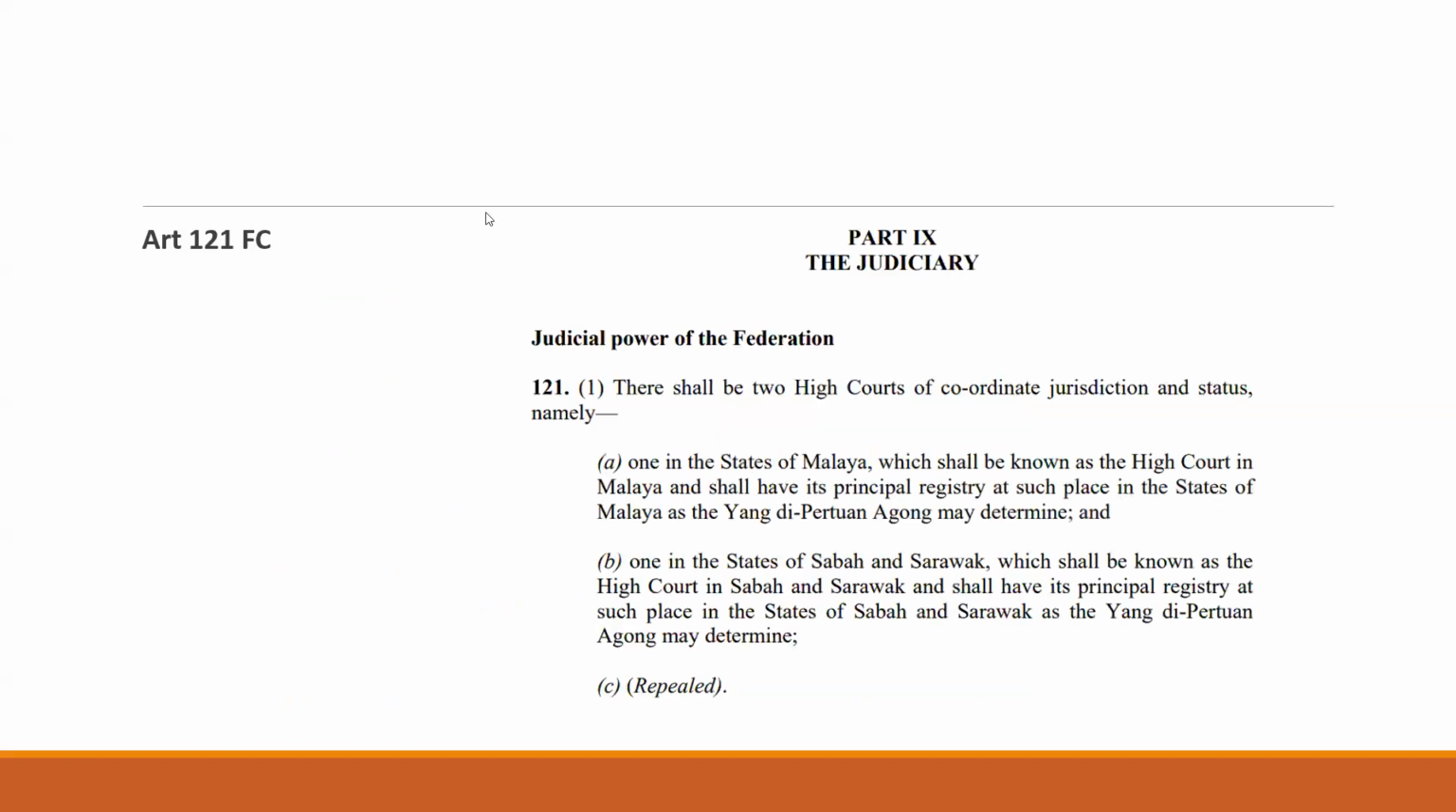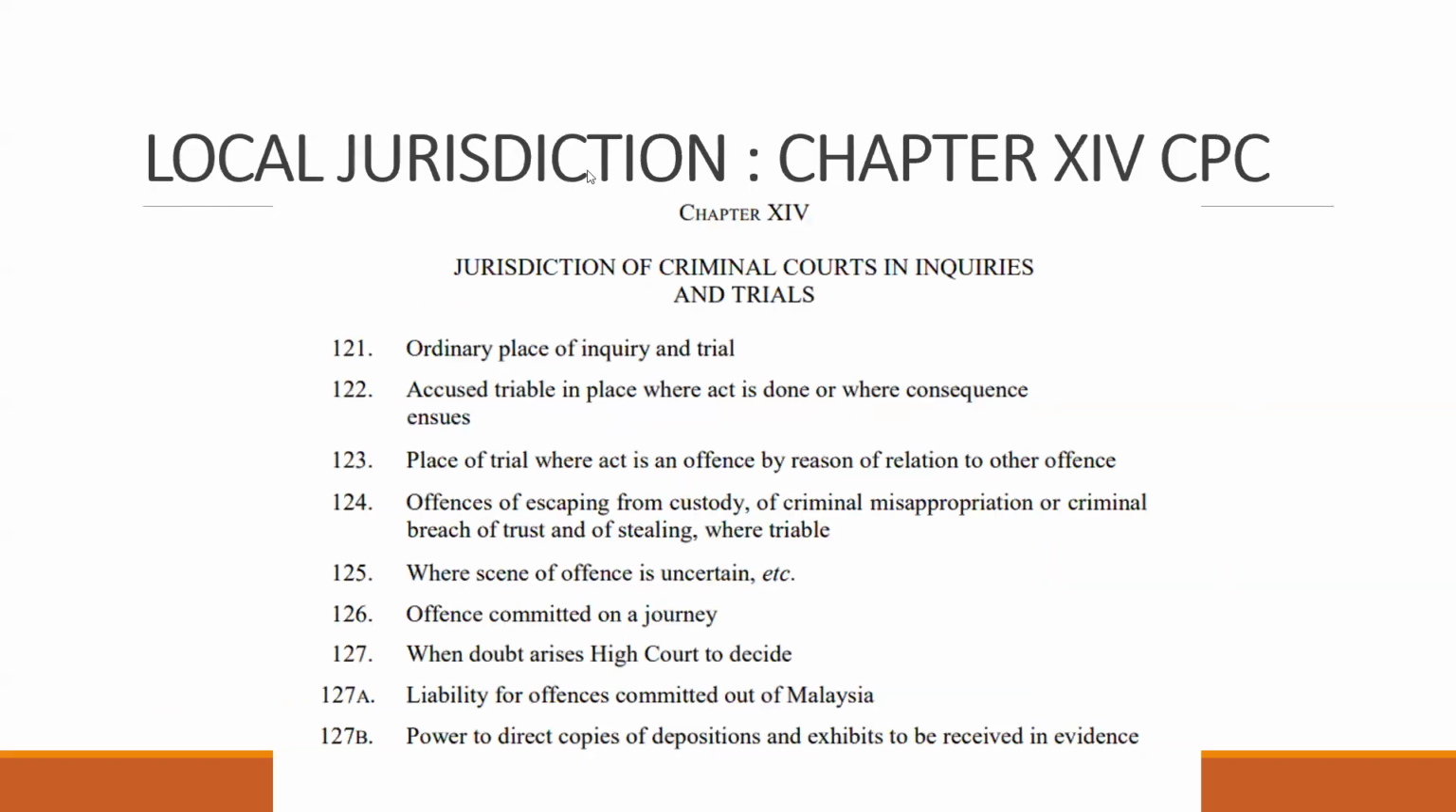I think this is quite simple. And so this is the local jurisdiction chapter that you need to know. Okay. Whenever there's a question that asks you whether the location of the court itself is suitable or not, then you must make reference to your Sections 121 to 127B. But usually 121, 122, 123, 124, 125, 126. Okay? Usually this is how it goes.